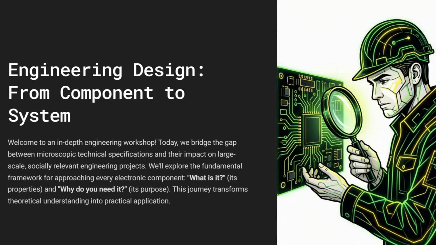Welcome back. We're jumping straight into the curriculum of an engineering workshop today, diving into a set of source materials that define how electrical engineers approach design, starting with the absolute basics. That's right. And this deep dive is built around a really fundamental question, a dual framework for every single component. What is it? And then why do you need it? The property versus the purpose. Exactly. We're going to get granular first, focusing on, well, maybe the most ubiquitous component there is, the resistor.